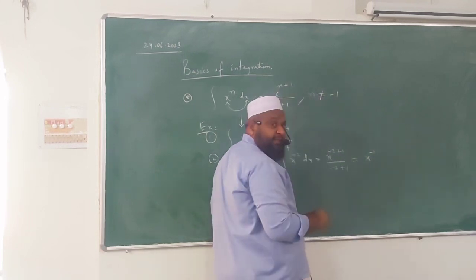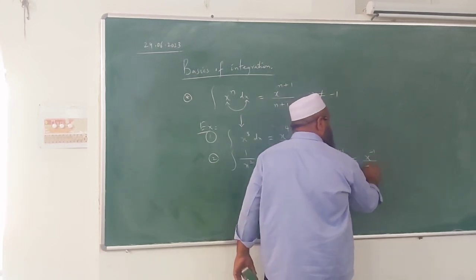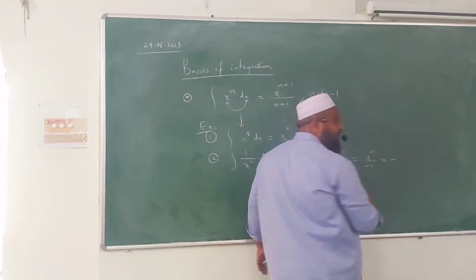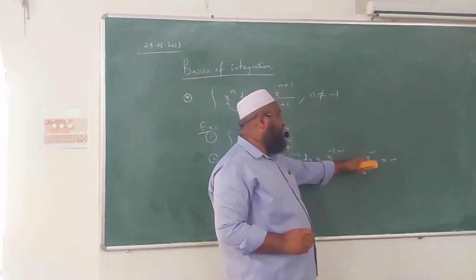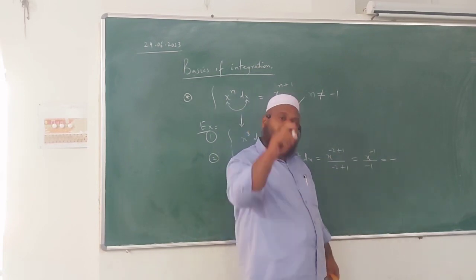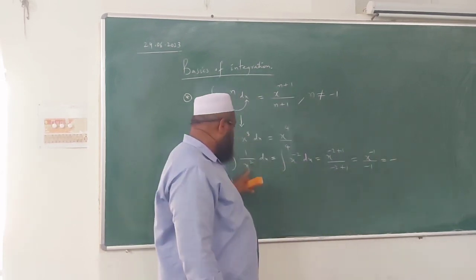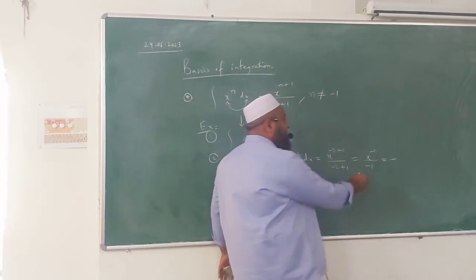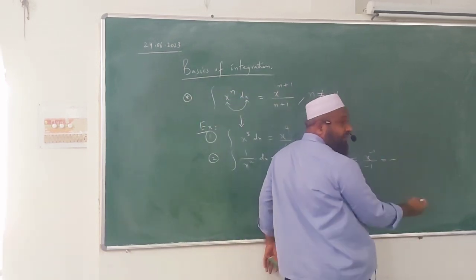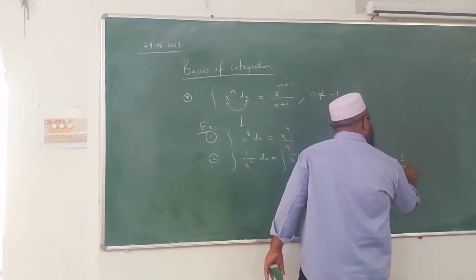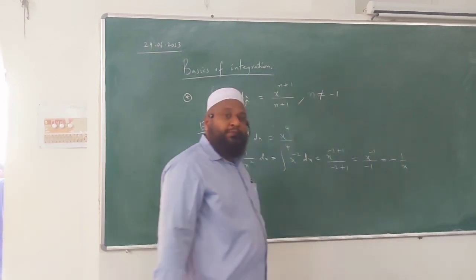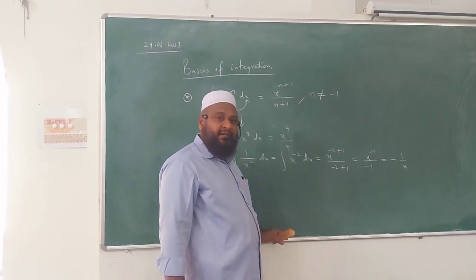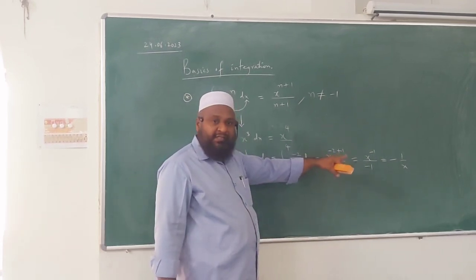So what will it be now? x to the power of minus 1 divided by minus 1. This minus 1 can be written in the numerator, so it is just minus. x to the power of minus 1 is nothing but 1 by x, as we take it down. So minus 1 is the numerator, x to the power of minus 1 is 1 by x. So what is the integral of 1 by x square? Minus 1 by x at the end.